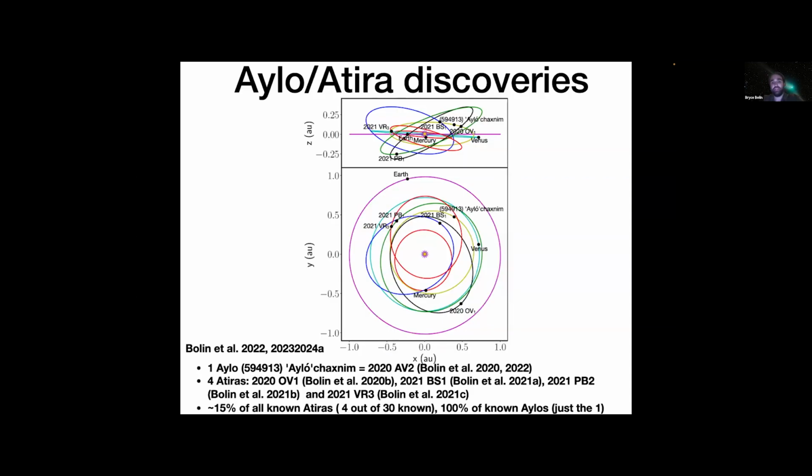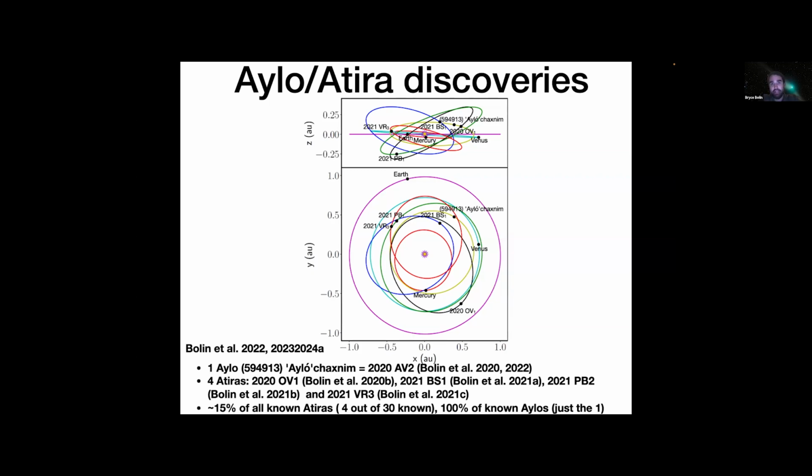So I mentioned that we also had the capability of finding Atira objects, that is the inner Earth objects. In addition to ALO, we found 4 Atiras: 2020 OV1, 2021 BS1, 2021 PB2, and 2021 VR3.